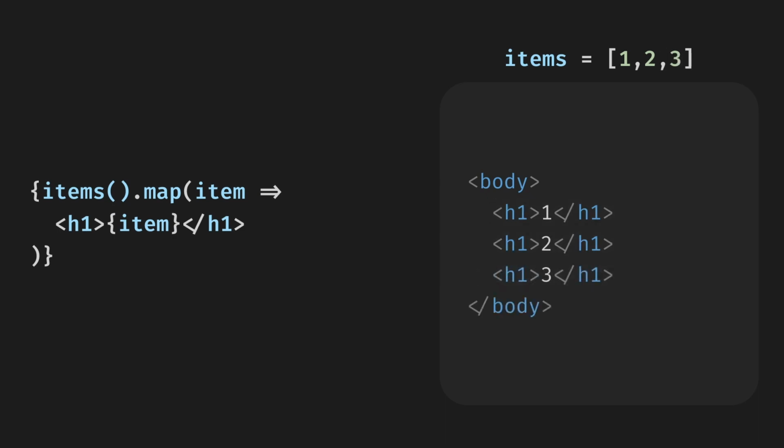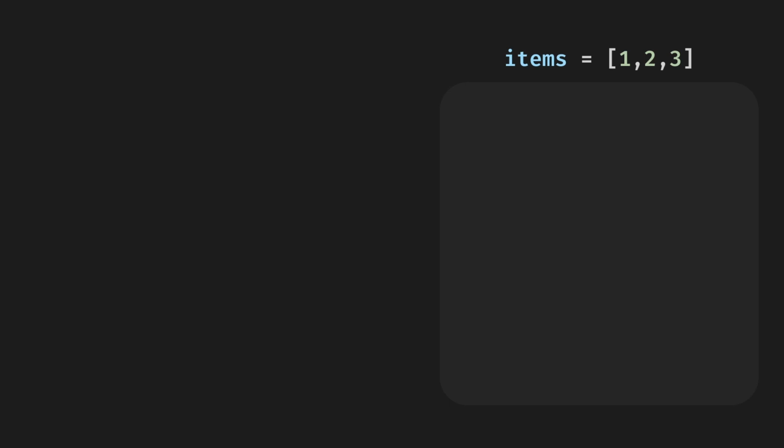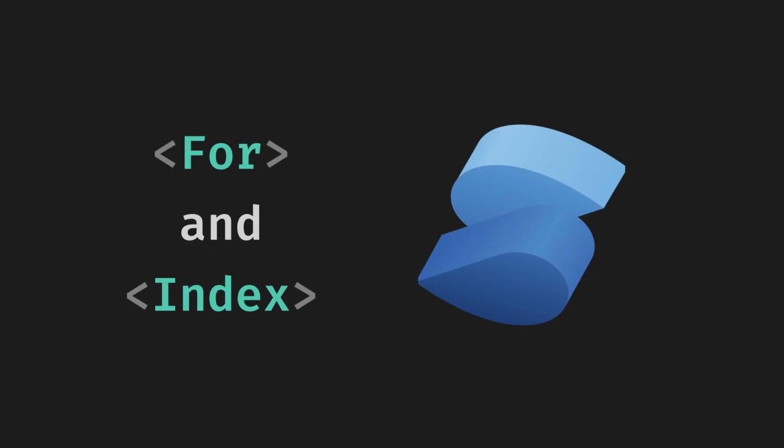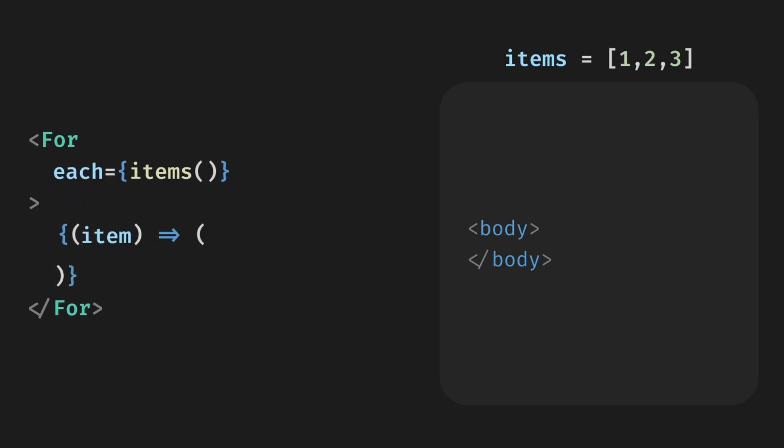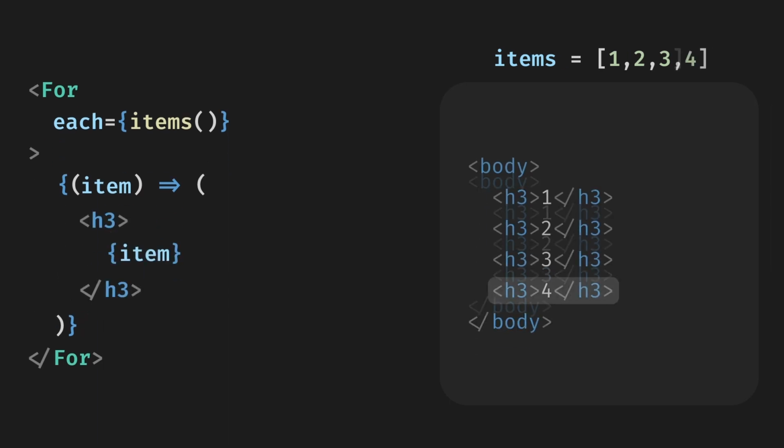When mapping an array in SolidJS, the moment the array changes, the whole map function reruns, recreating every single item in the array. To prevent this, we use either the For or the Index component. To use the For component, we pass the array to the each prop, and then inside it, put a function that will receive each item in the array and return JSX.